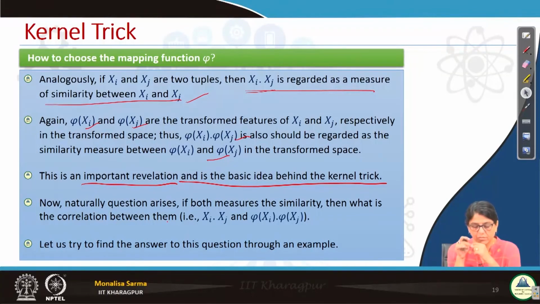Here also it is phi of xi dot phi of xj. Here also we do the same similarity measure, but in a different dimension, in the transformed dimension, isn't it? So now, what is the relation between them? Is there any correlation between xi dot xj and phi of xi dot phi of xj? Now, let us try to find the answer to this question through an example.